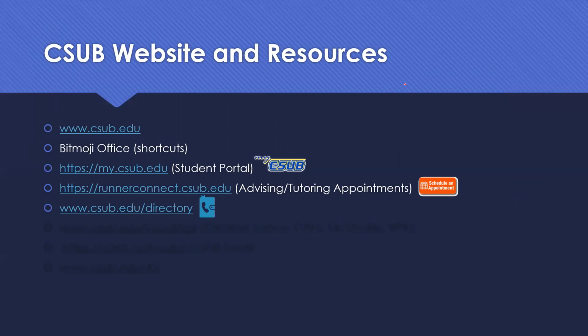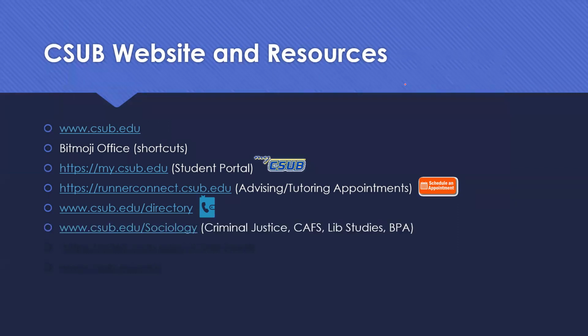The directory, for any contact information you need for any faculty or staff at CSUB, is csub.edu/directory. So you can see csub.edu tends to be the root menu for anything that you're going to need. If you're looking at your department's website, it's usually just / the name of your department: sociology, criminal justice, CAFS, liberal studies only does lib studies, just be aware, and BPA is for our business and public administration students. So you can just do / that, and it takes you to that department's website.